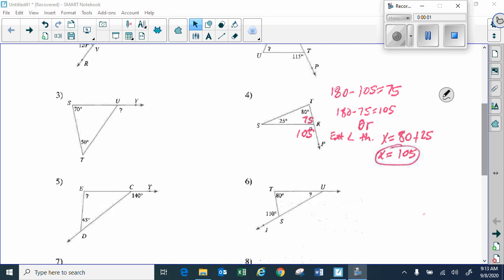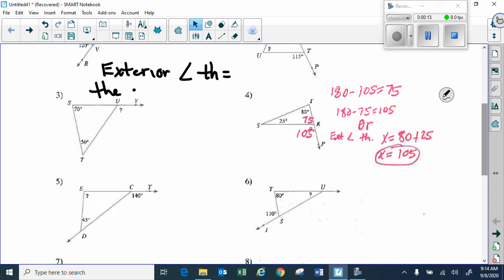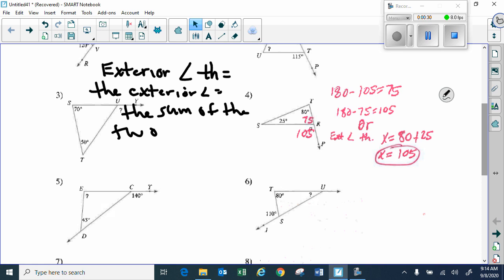Today's lesson is exterior angle theorem. Exterior angle theorem says the exterior angle equals the sum of the two opposite or remote interior angles.